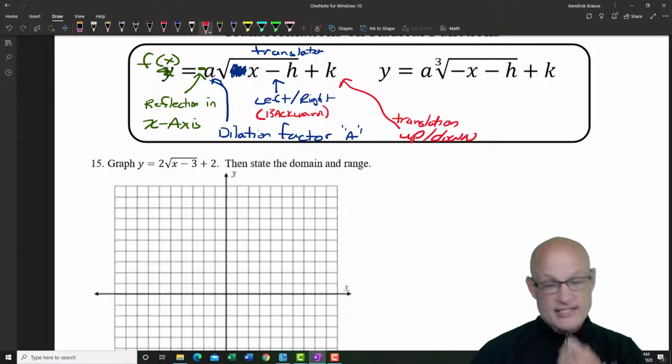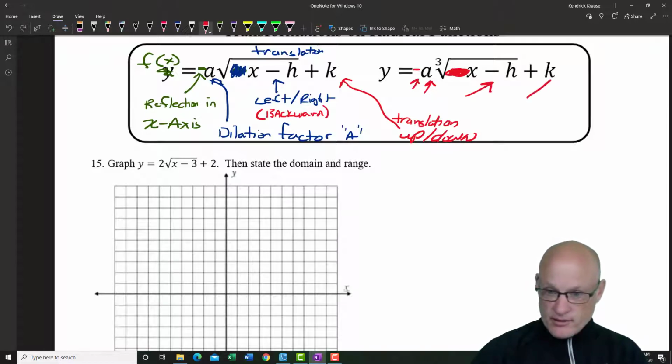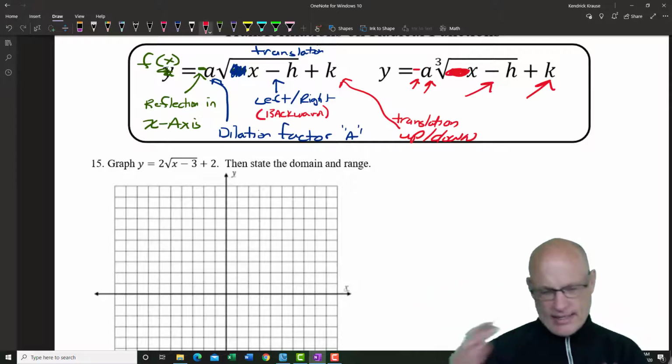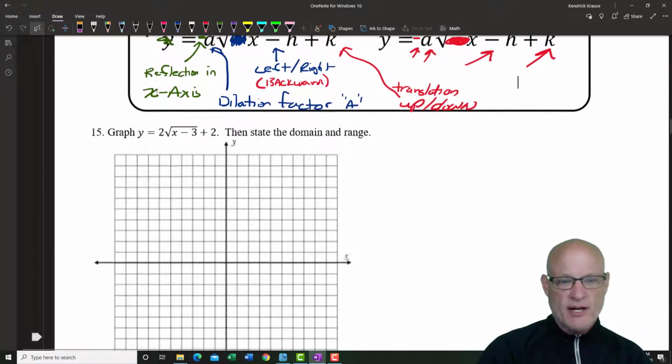Now, the same is true with the cube root. I don't know why I have that negative on the inside. I really don't deal much with the negatives on the inside. Put the negative on the outside. These are all going to be the same thing. Same exact thing. Reflection in the x-axis. Dilation. Translation left and right. Translation up and down. If I do put a negative on the inside, which I'm not going to test on, I just want you to be aware of that. That will be a reflection over the y-axis, but you're not going to be responsible for that.